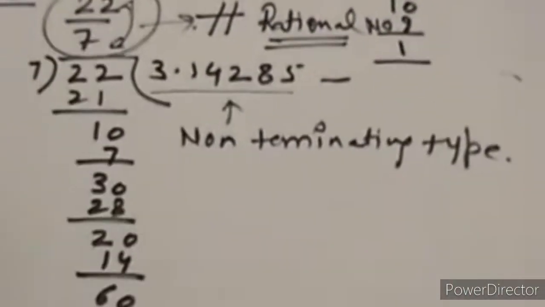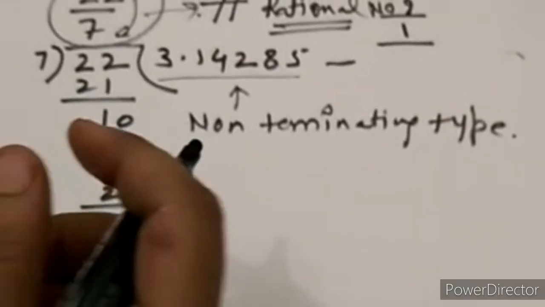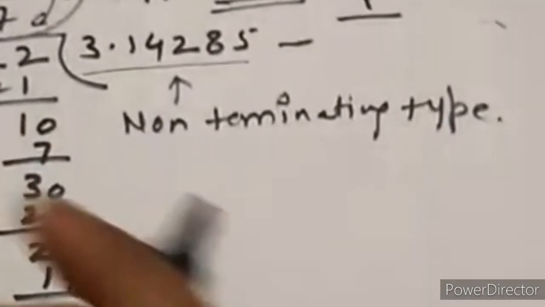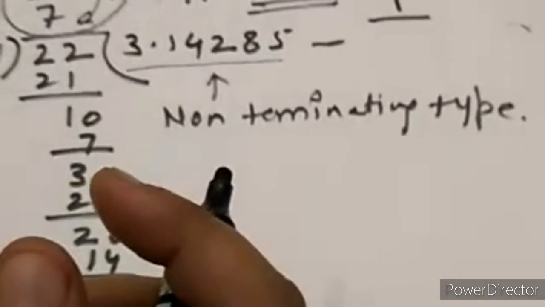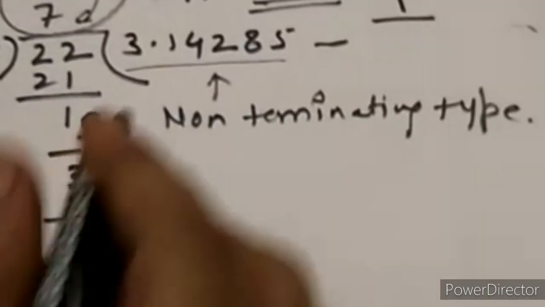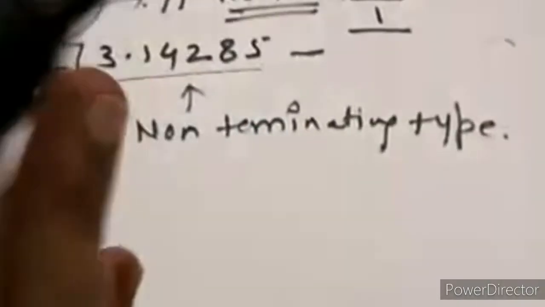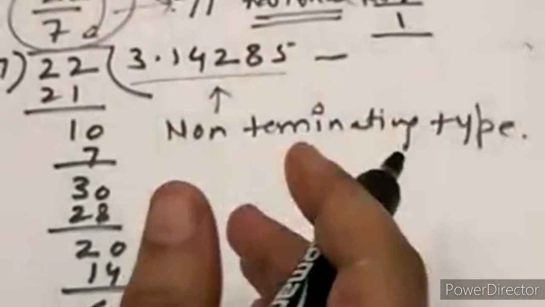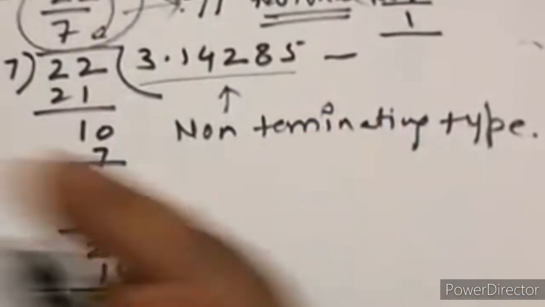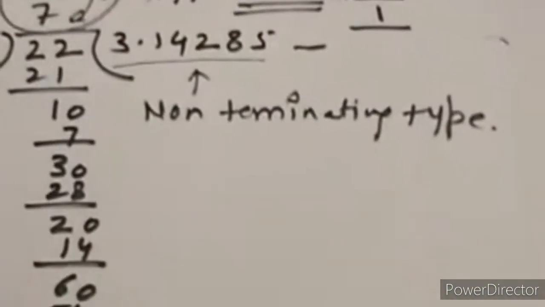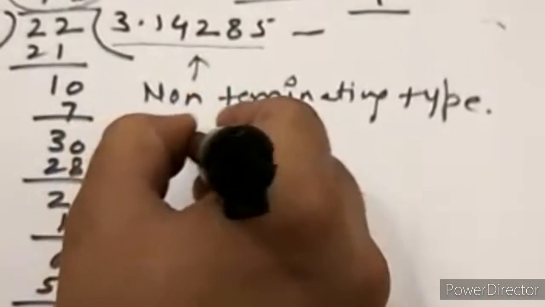So what is this number? If it is not rational, what will be the opposite of rational? Irrational, definitely. So here comes the irrational number. Any number which has a non-terminating decimal is called an irrational number.